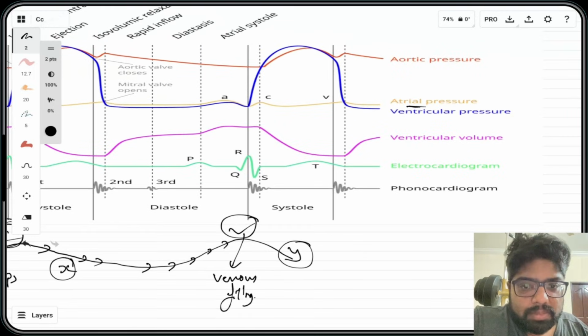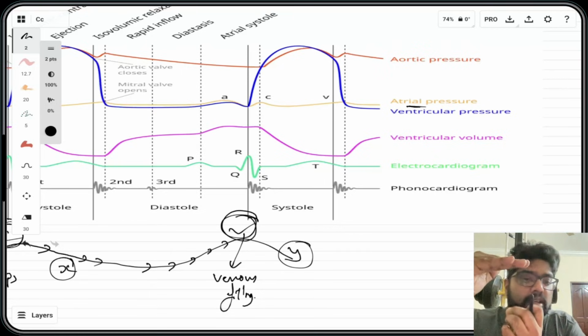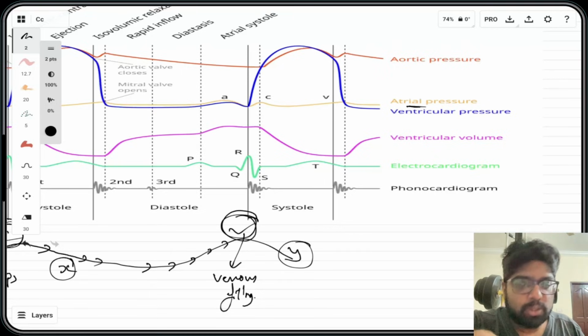What about the Y descent? Y descent happens because once the atria gets filled up with blood during the venous filling phase, the AV valves open, the blood falls into the ventricle. So the pressure inside the atria is going to reduce. So that is the reason for Y descent.